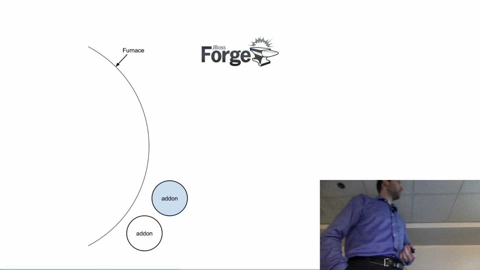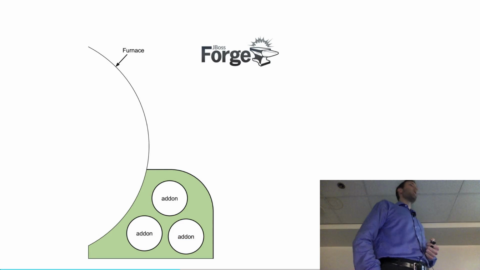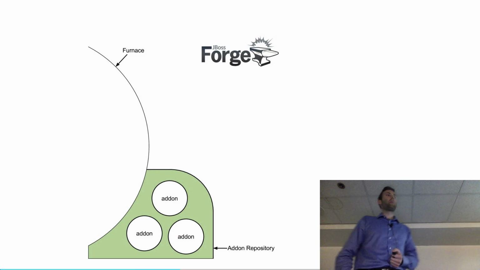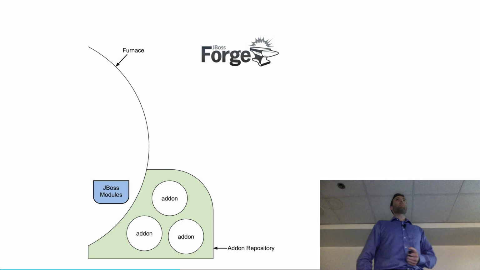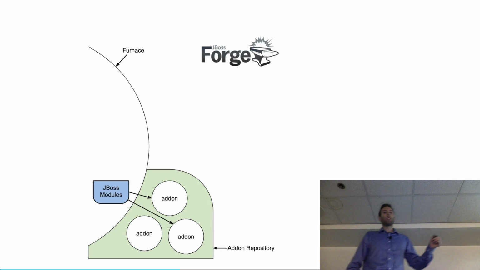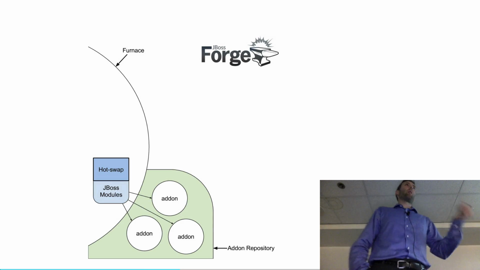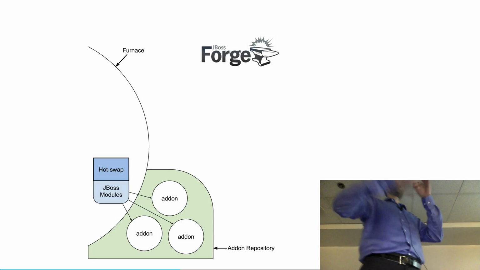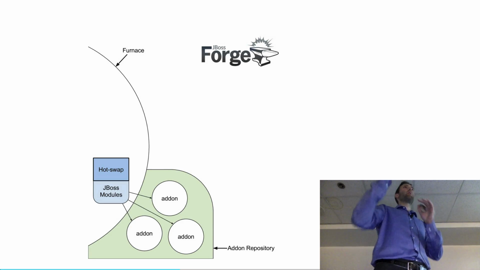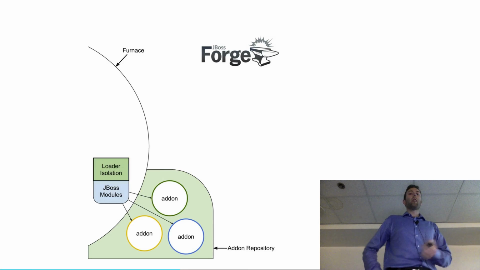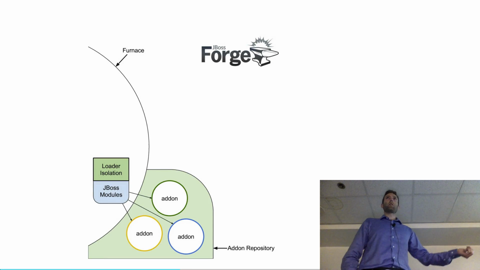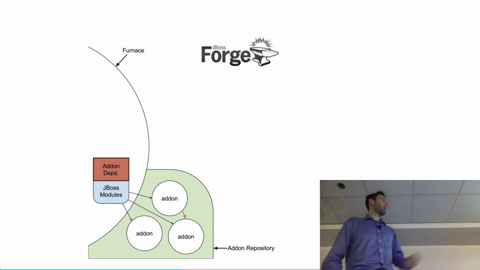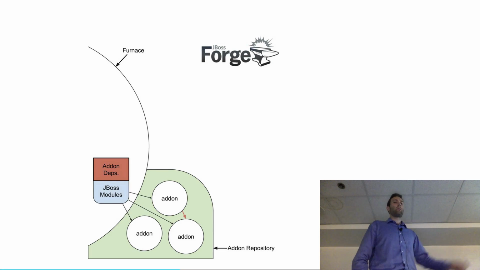Furnace runs add-ons that live in what's called the add-on repository. And using the same JBoss modules library that the JBoss application server uses, we build class loaders. We provide hot swapping, so you can actually remove a module at runtime. You can install a module at runtime. Furnace will take it down, boot up whatever it needs to make the services work. It also provides class loader isolation. That's the same thing as OSGI. And it provides the dependencies between these add-on class loaders.